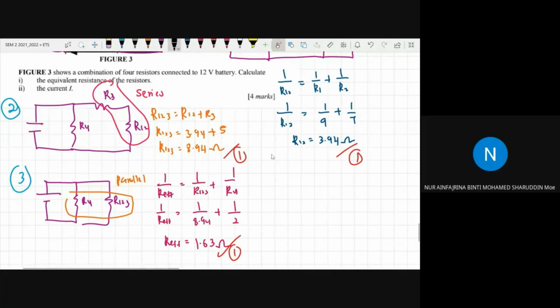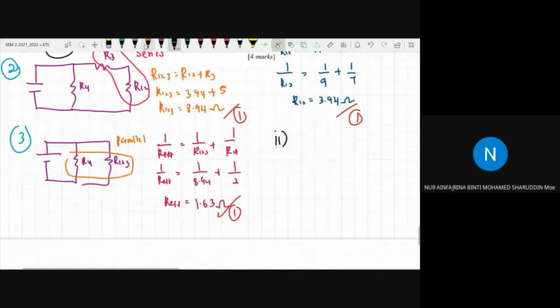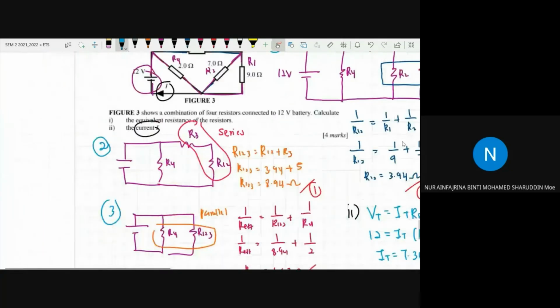Okay, next question. Dia minta kita cari current. So macam mana nak cari current? So nampak tak dia minta kita cari current I ni. So dia minta total current. So macam mana nak cari total current? Anyone? What formula should I use? Equal to IR. Equal to IR. Okay, total voltage equals to total current darab dengan total resistance ataupun kita kata effective resistance. So dia tahu total voltage dia adalah 12 dan effective resistance dia adalah 1.63. So you akan dapat you punya total current 7.26 ampere.